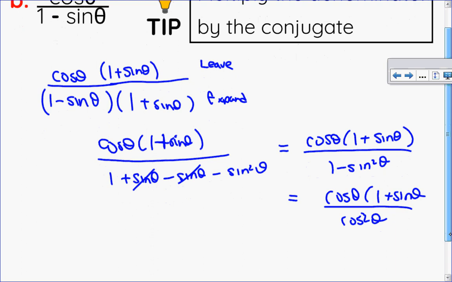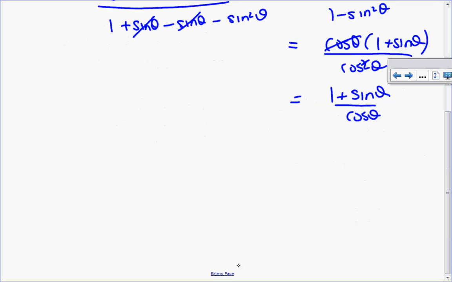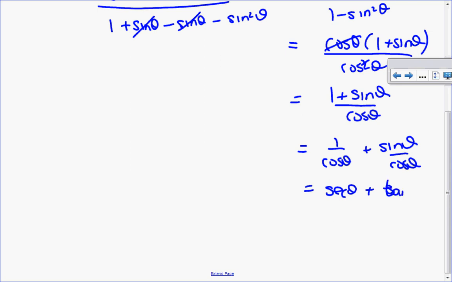So I have one factor of cos in the numerator that cancels with 1 in the denominator. I'm left with 1 plus sine theta over cos theta. Because my numerator is a binomial, I can simplify that a little bit further by separating them into two fractions, 1 over cos and sine over cos. I know that 1 over cos is secant and sine over cos is tangent. So my final answer would be secant theta plus tan theta.